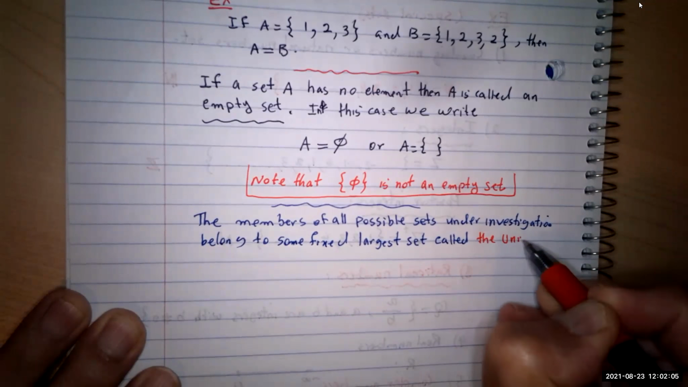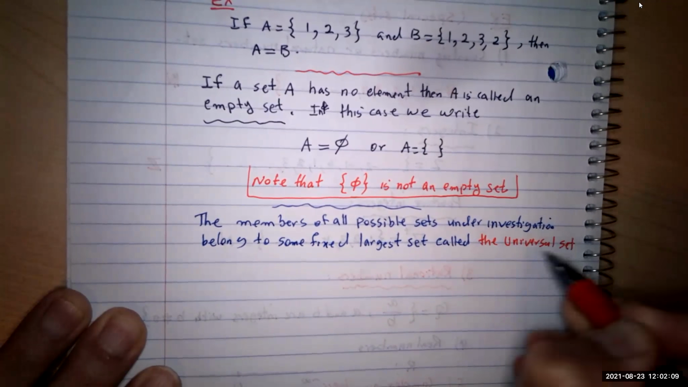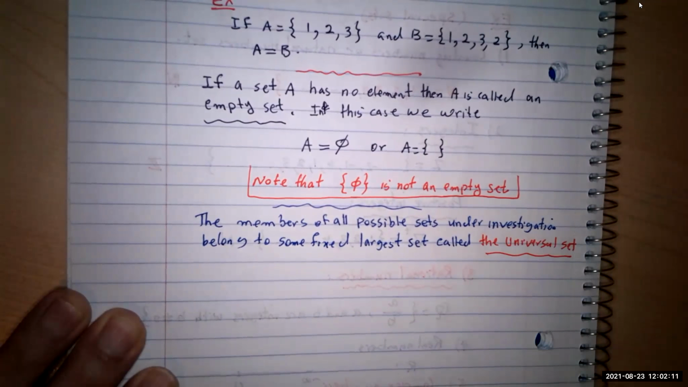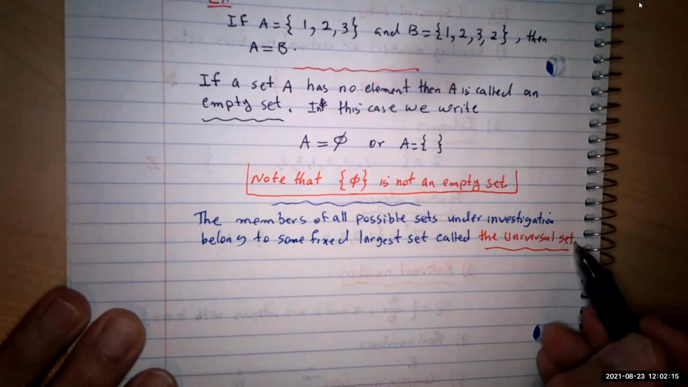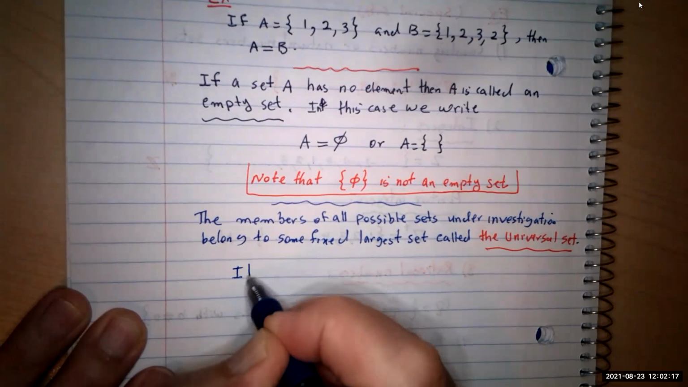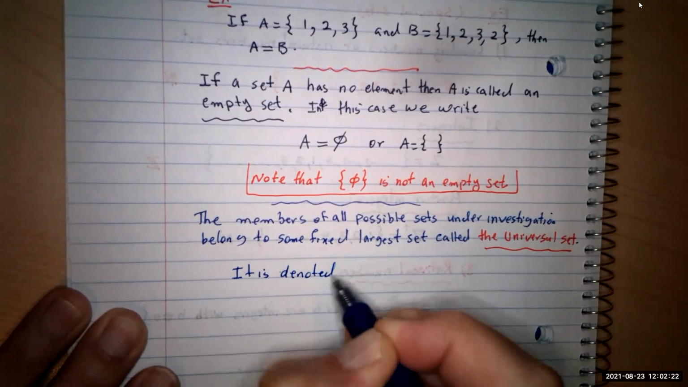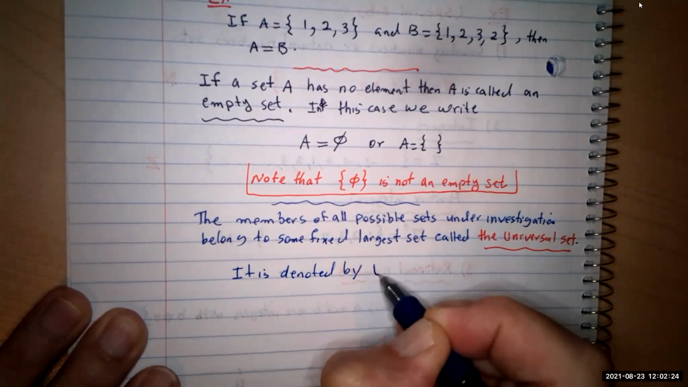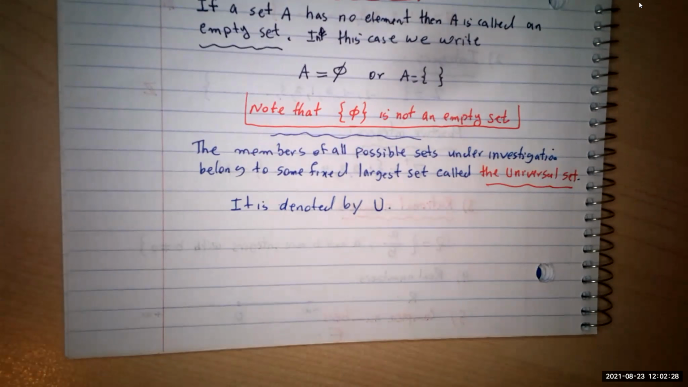The universal set. So we assume all of them are going to be a member of a big one. That big one is called a universal set. The universal set is going to be denoted by U.